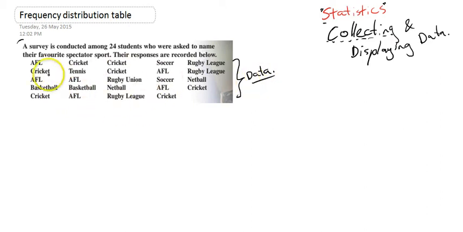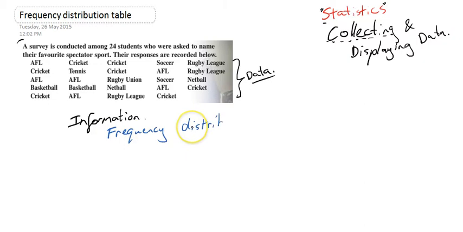Now, data is pretty useless. It's very difficult to look at this information, look at this data, and get any meaningful information from it. We want to get something we can actually make sense of. And the easiest way to do that, and this is what this lesson is all about, is to put it into a frequency distribution table.